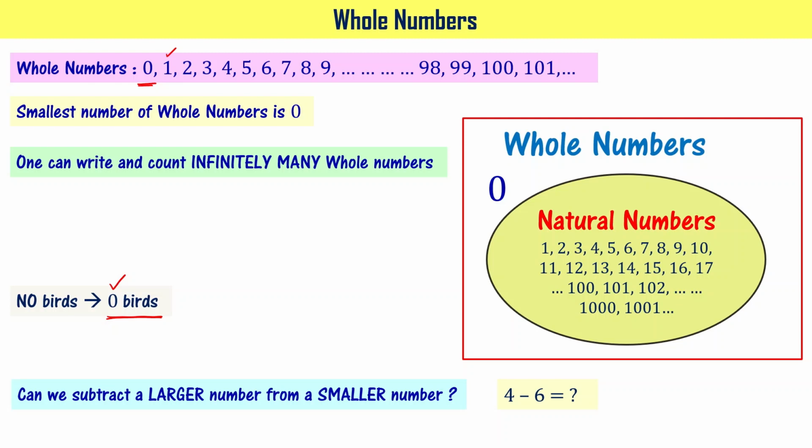Can we subtract a larger number from a smaller number? For example, can you subtract number 6 from number 4? Number 6 is the larger number compared to 4, right? Can you subtract a larger number from a smaller number? If you only know natural numbers and whole numbers, the answer is no. You cannot subtract. But that is not the reality. We can subtract a larger number from a smaller number with the help of integers, right?